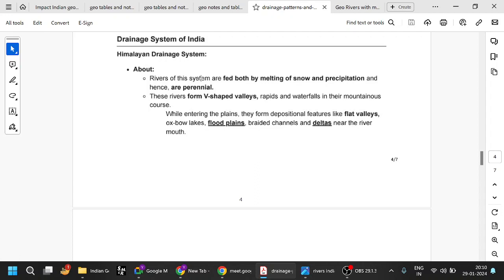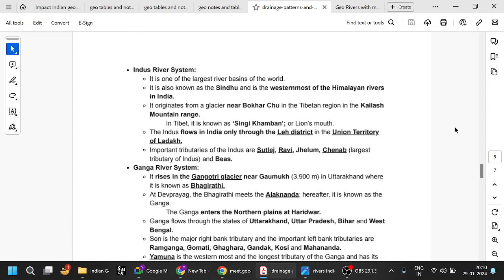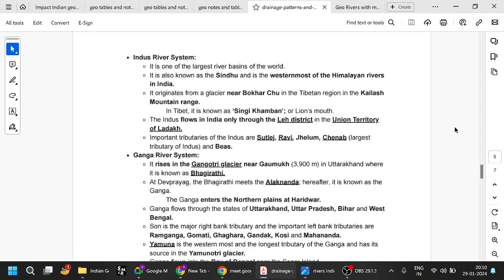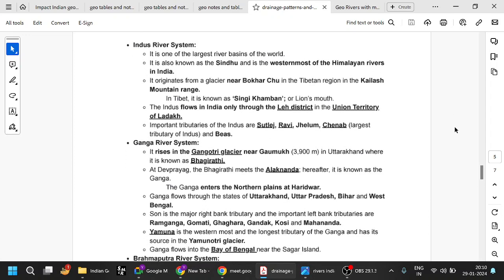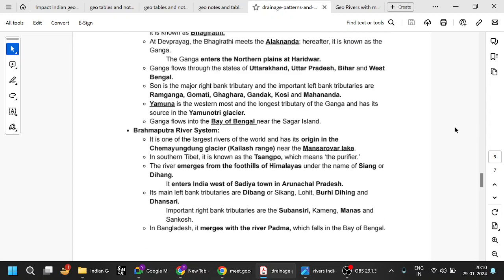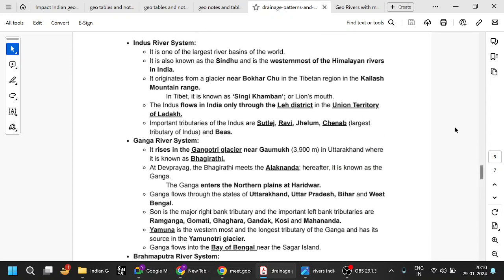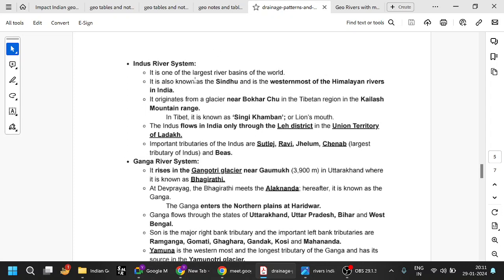In the peninsular India, they are not perennial. During the summer season, sometimes they have dry periods and sometimes they have floods. So they are seasonal. They form V-shaped valleys, meaning very sharp valleys. Floodplains, etc. Fine, all that is fine. So, as I said, we have the Indus river system, Ganga river system, and the Brahmaputra river system. Now, let us look at each of them briefly. It is one of the largest river basins of the world.